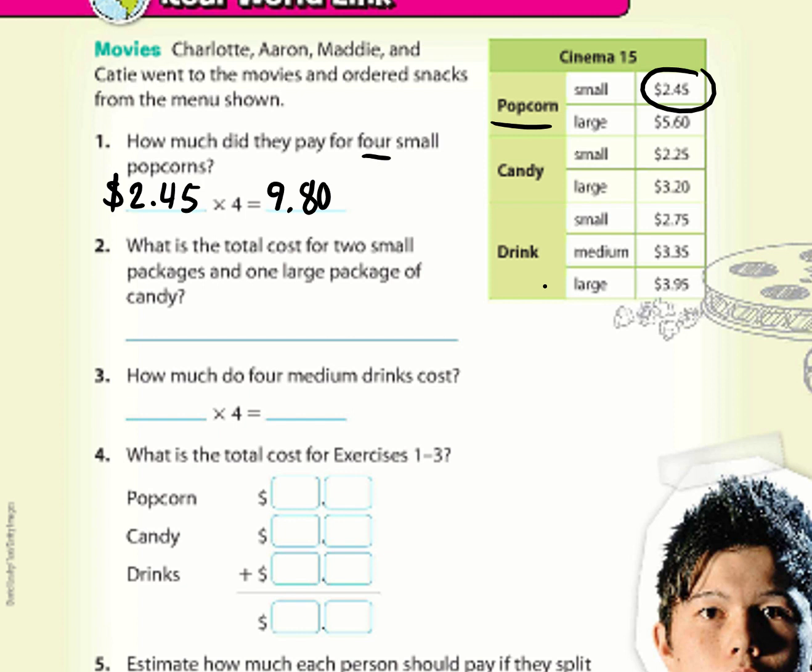Number 2, what is the total cost for 2 small packages and 1 large package of candy? So we're going to look at the candy. So we have 2 smalls and 1 large. So if we have 2 smalls, it's 2 multiplied by $2.25. And then we're going to add that to the 1 large candy, which is $3.20. 2.25 times 2 is $4.50, and then plus $3.20. So this is going to be $7.70.